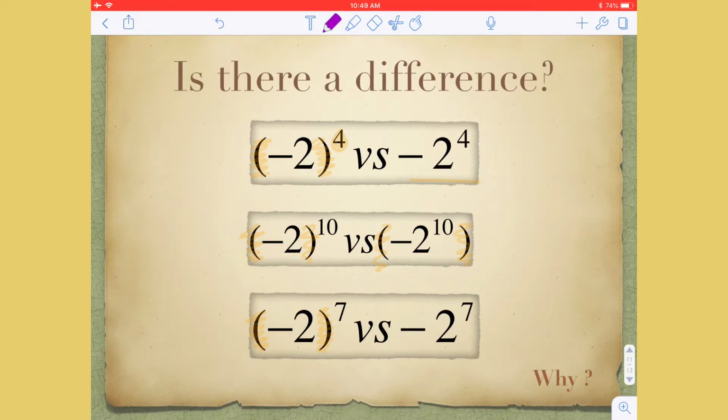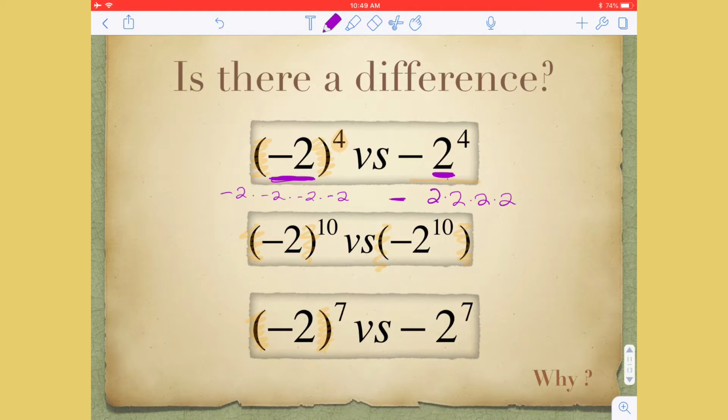I have in this first one, this is stating -2 times -2 times -2 times -2. So the exponent is stating that this entire base, including the negative, is going to occur 4 times. Whereas on the second problem, I have a negative sign, and then I have 2 times 2 times 2 times 2. So you notice that that fourth power is only to the base of 2. The negative is not associated with the base.